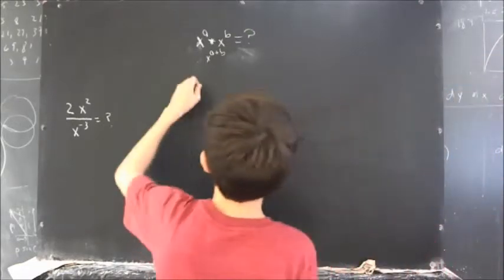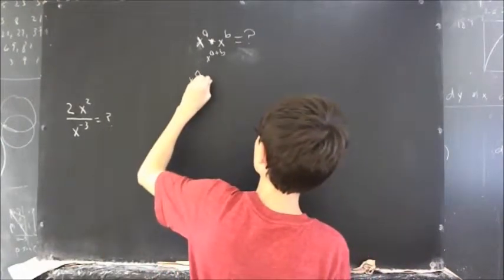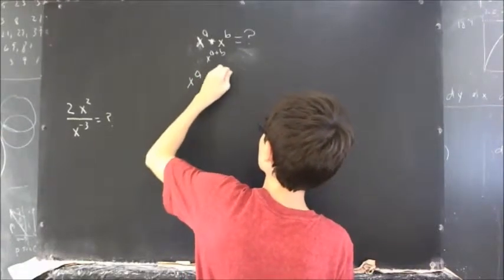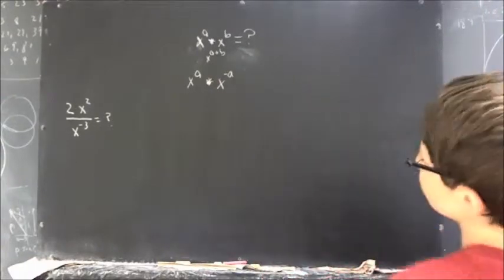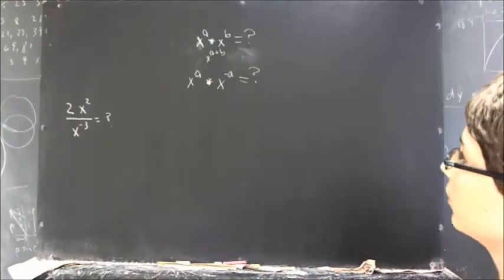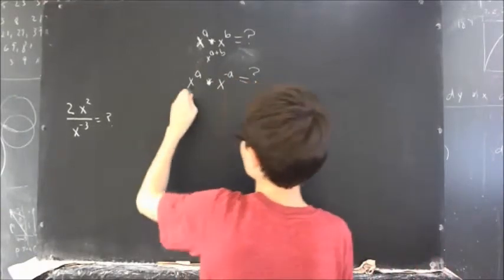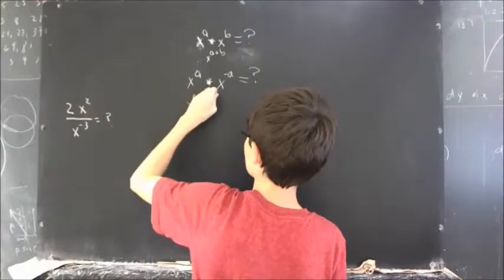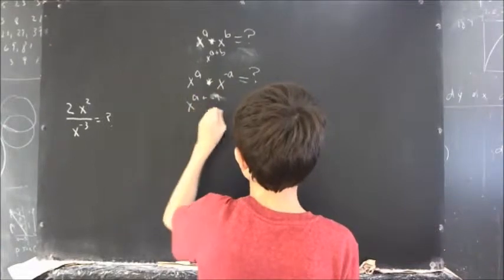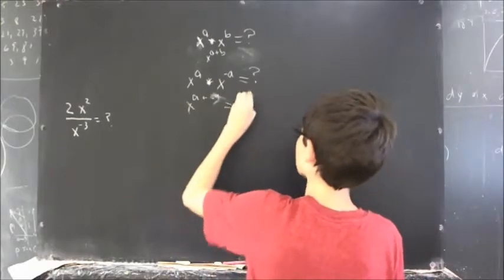a negative. So x to the a times x to the negative a would equal. Now, you could obviously see that if you're going to add it, it'd be a plus negative a, so you have x to the a plus negative a, which also equals x to the 0.